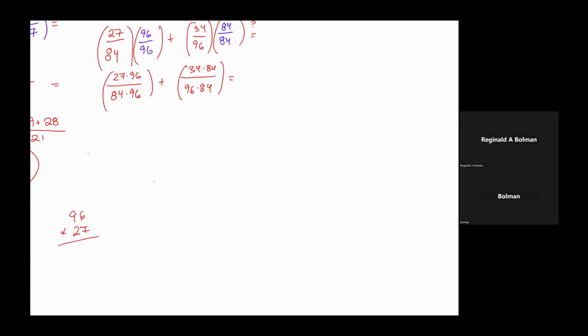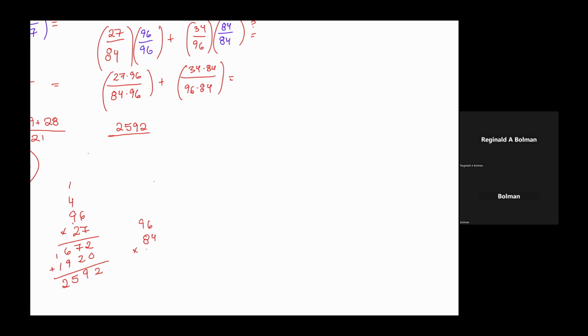All right, so 7 times 6 gives you 42, carry the 4. 7 times 9 is 63, plus 4 gives you 67. Drop your 0. 2 times 6 is 12, carry the 1. 2 times 9 is 18, plus 1 is 19. Add everything together. 2 plus 0 is 2. 7 plus 2 is 9. 6 plus 9 is 15. Carry the 1. 1 plus 1 is 2. So we get 2,592 on top. And now we need to do 84 times 96.